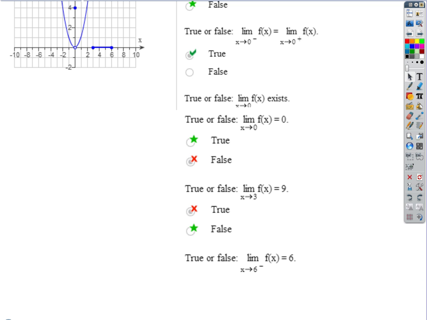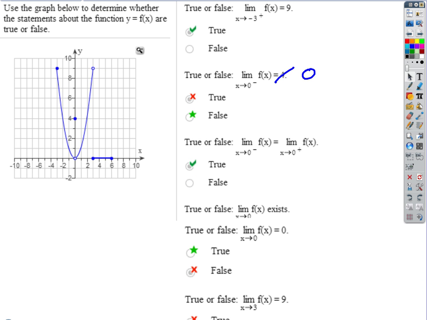How about this, last one? The limit of f of x as x approaches 6 from the left is 6. X approaches 6 from the left, is the limit 6? No. What is it? 0. Right, the y values we're looking for is 0. Make sense? Okay, good.